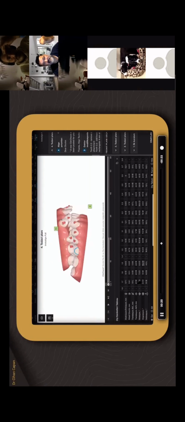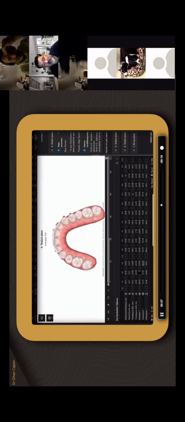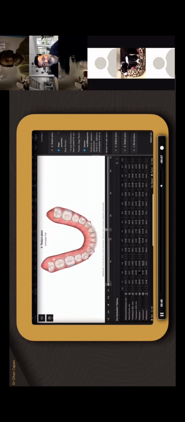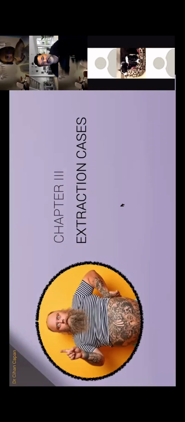And mesialization is 2.1, which is acceptable. 2.9 is something like okay, but not 5 millimeter distalization, if you compare, which is much more predictable. Means 2.9 millimeter mesialization movement will be much more predictable. So if you look at this treatment plan, we will have a little bit longer treatment, but we will have a much more predictable treatment plan. So I decided to extract the 1.4 tooth.